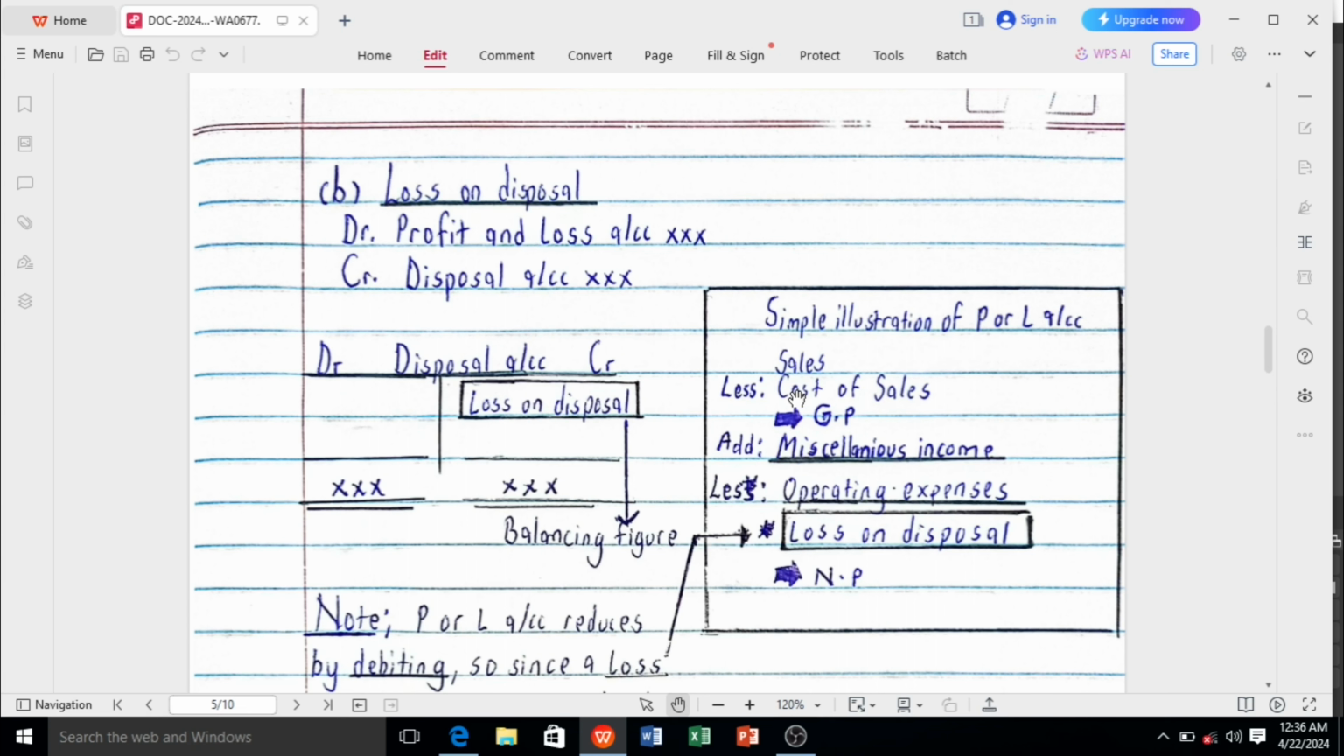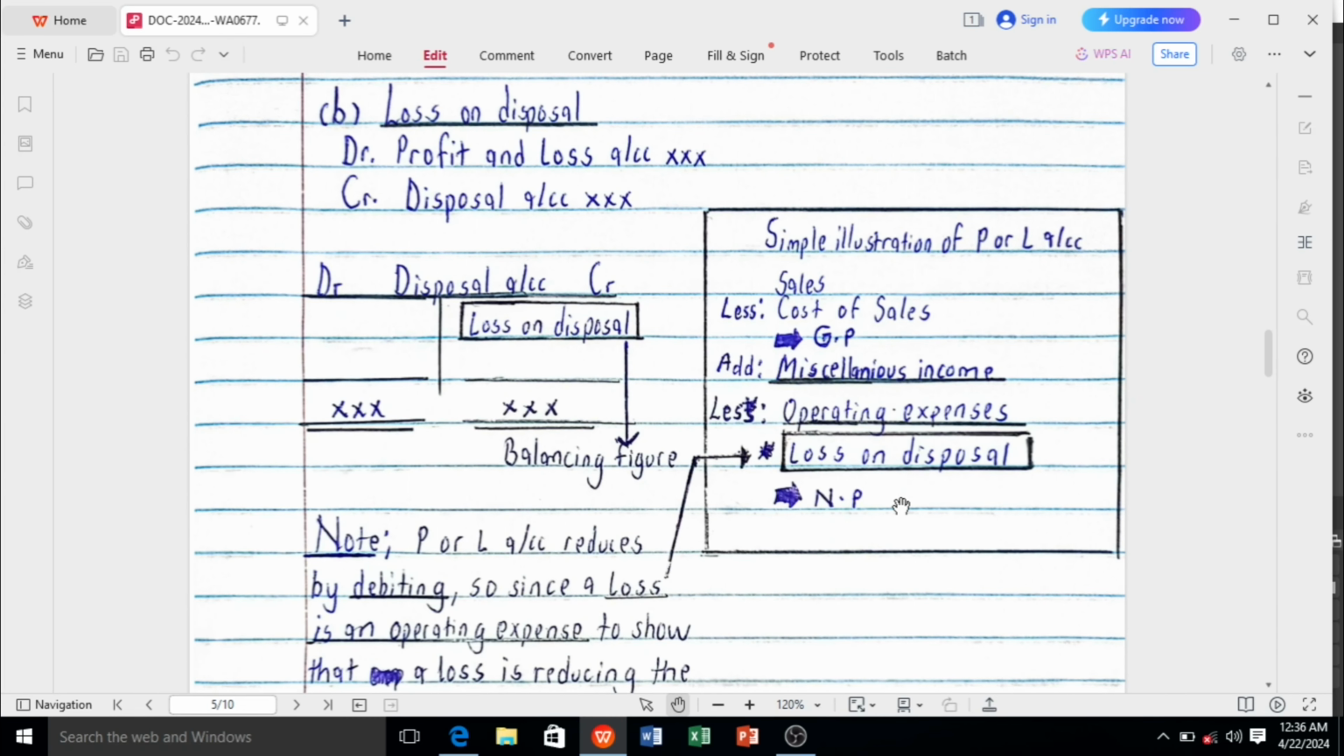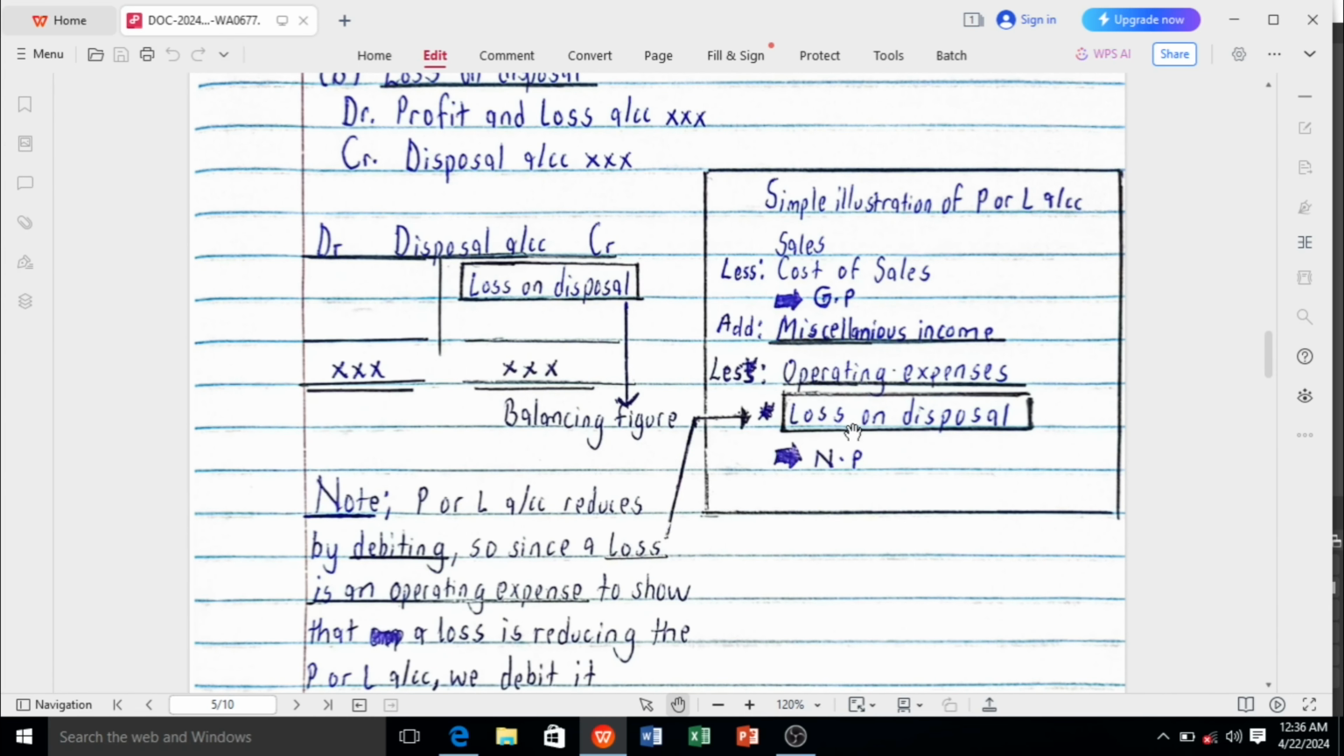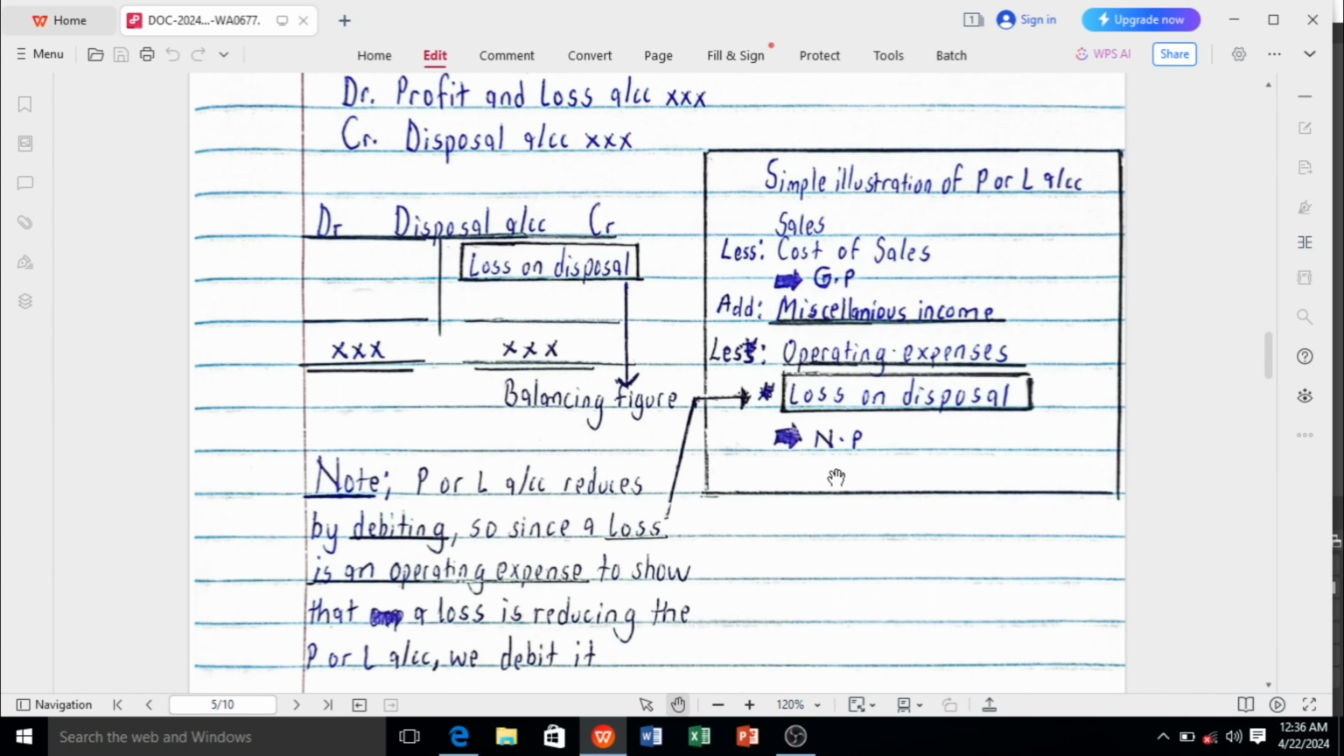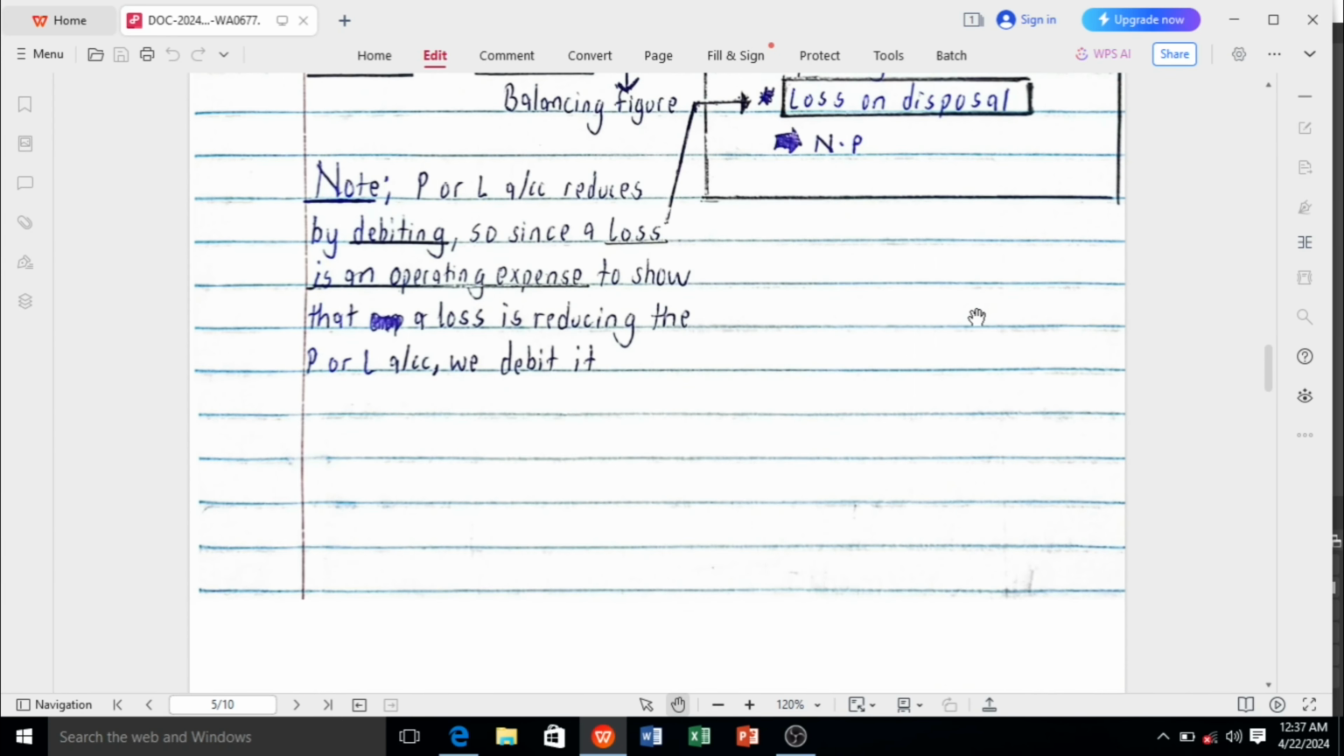This is how it will look for the illustration of the POL account. We have the sales, less cost of sales, GP, and then add miscellaneous incomes, and then less operating expenses. You'll find the loss under the operating expenses, since operating expenses reduce POL, because it's a loss on disposal, and then a profit. So that has been a simple illustration on that.